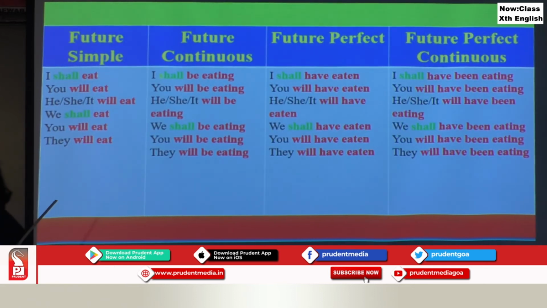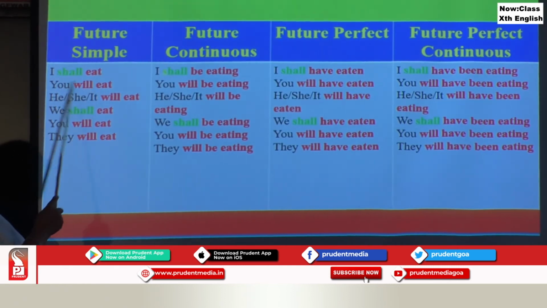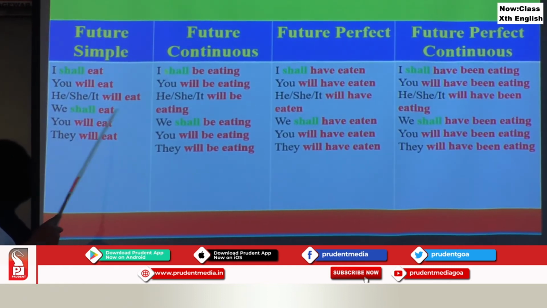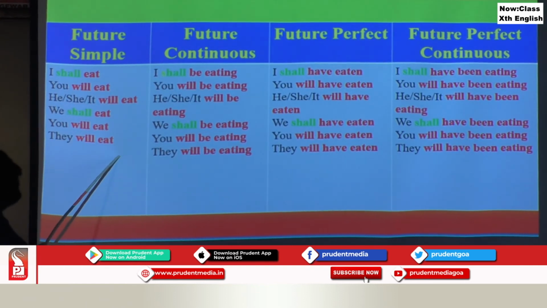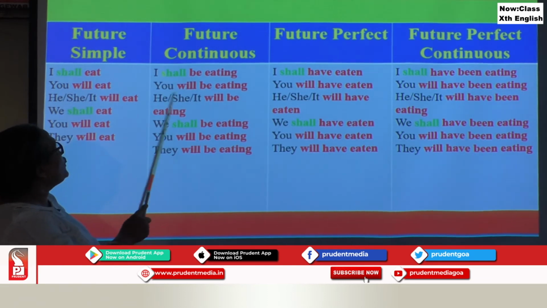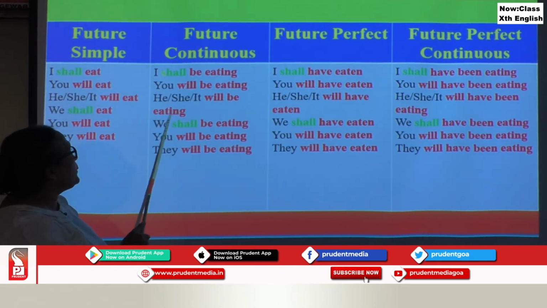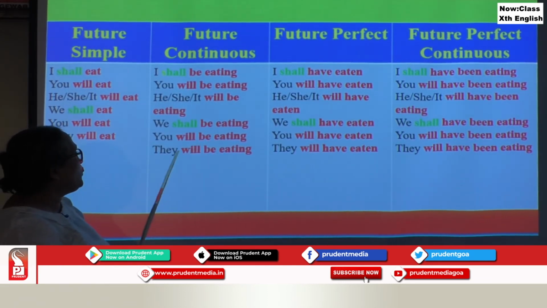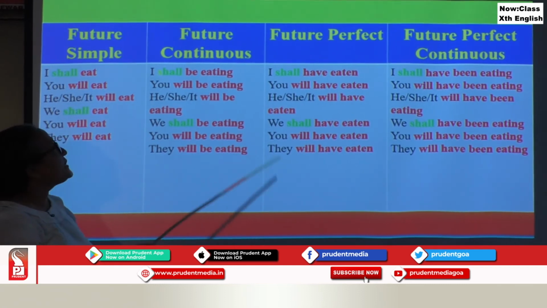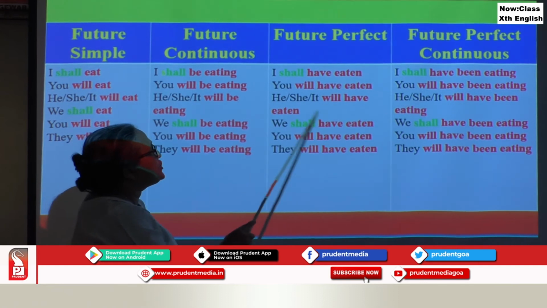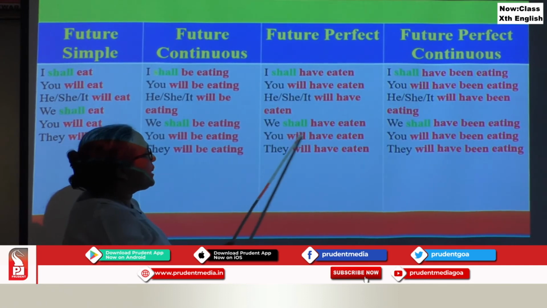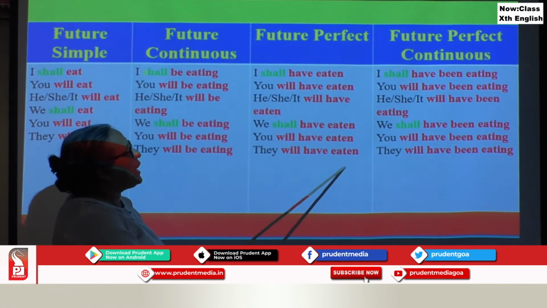So future of verb to eat. I shall eat, you will eat, he, she, it will eat, we shall eat, you will eat, they will eat. I shall be eating, you will be eating, he, she, it will be eating, we shall be eating, you will be eating, they will be eating. I shall have eaten, future perfect, you will have eaten, he, she, it will have eaten. We shall have eaten, you will have eaten, they will have eaten.